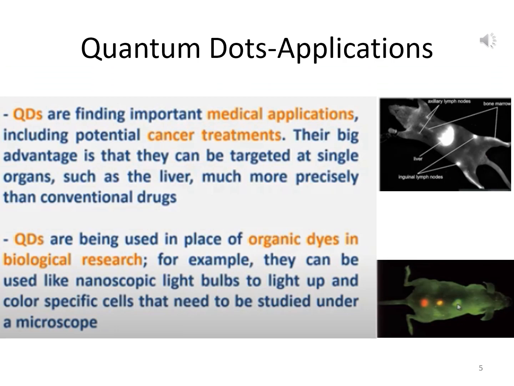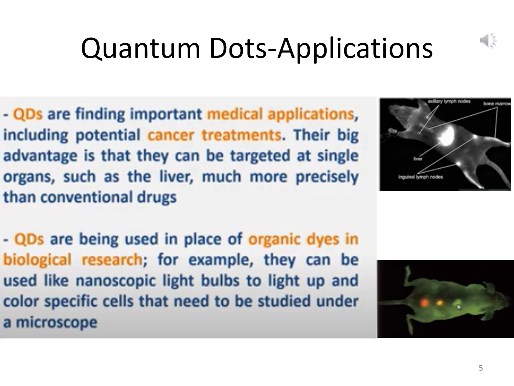They could be used in many biomedical applications, and these applications may include medical markers. These quantum dots could be used to light up cancer cells. In medicine, quantum dots have many important applications, like cancer treatments, and their big advantage is that they can be targeted at single organs such as the liver much more precisely than conventional drugs.